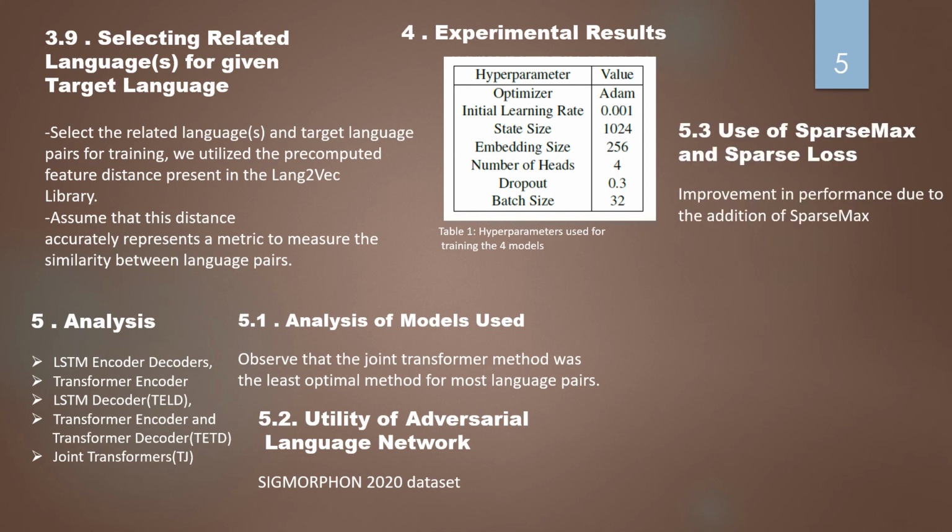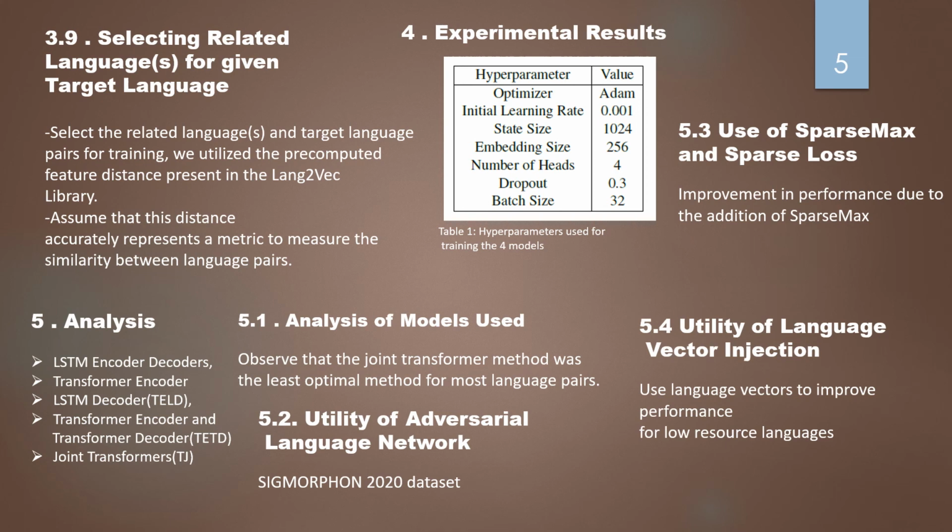Subsection 3. Use of sparsemax and sparsemax loss. Sparsemax and sparsemax loss aided the LSTM encoder-decoder models to a greater extent as compared to the transformer-based models. Subsection 4. Utility of language vector injection. The structural information embedded in the language vector helps their model efficiently generate morphological inflection.